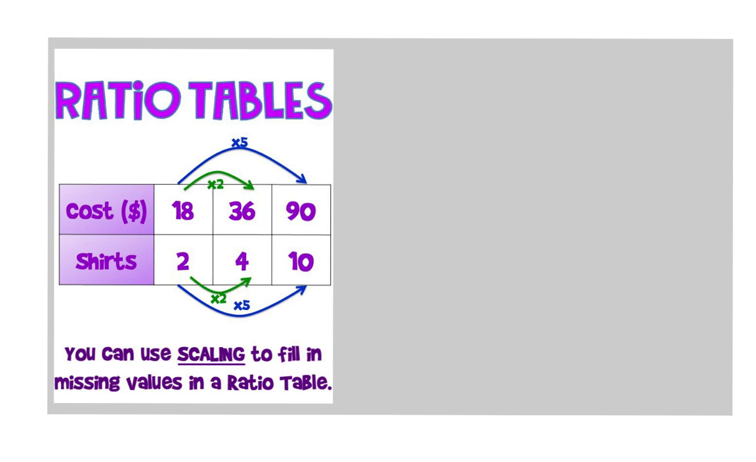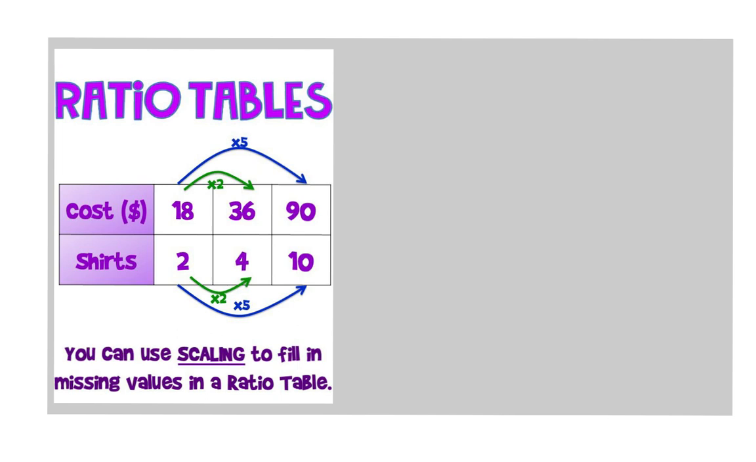With ratio tables, we use scaling to fill in the missing values. Scaling means that we're going to either be multiplying or dividing. Sometimes you have to go backwards and divide. So if we look at this one, the cost per shirt, it was $18 for 2 shirts. Then for 4 shirts, it was $36. For 10 shirts, it was $90.